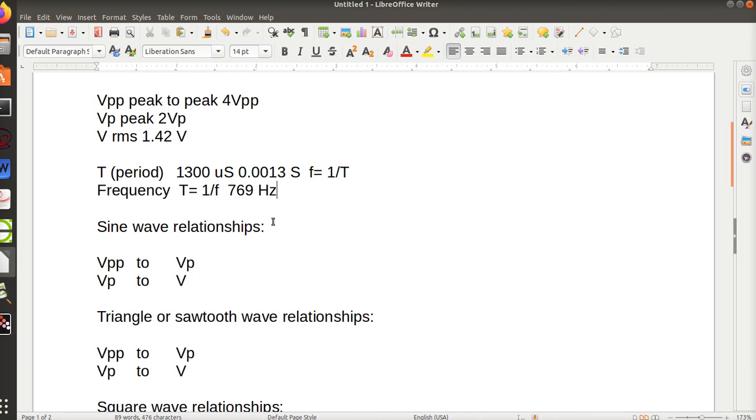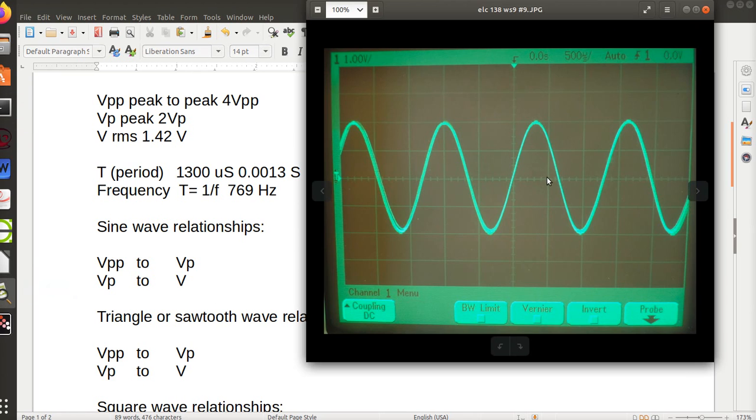Okay, so if I want a frequency of a certain level, I take that frequency in hertz and do 1 over it, and it tells me the period of the waveform I need to set. So if I took 769 and did 1 over it, I'd get 0.0013 or 1300 microseconds. So then I could adjust my waveform so that it covered 12.3 squares, and I would have that frequency.